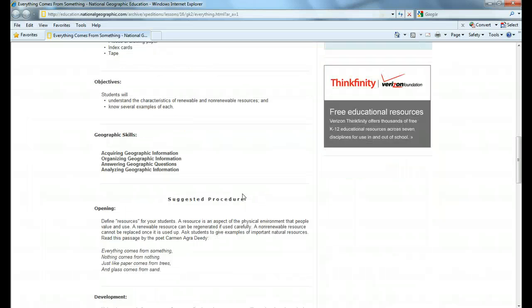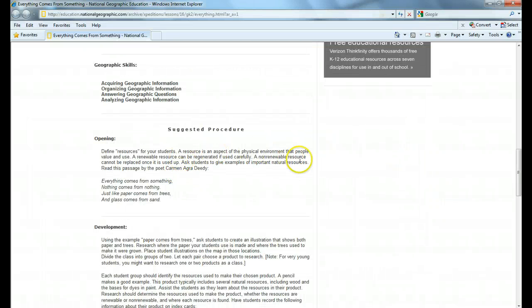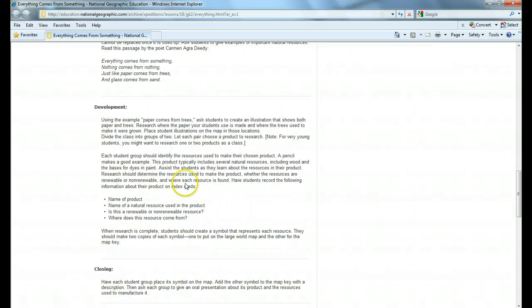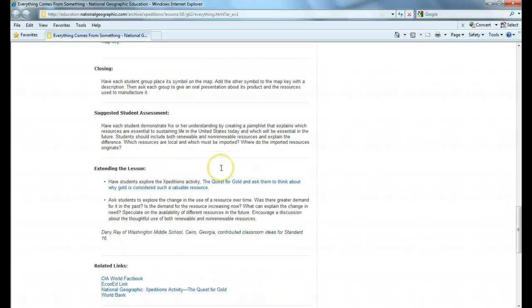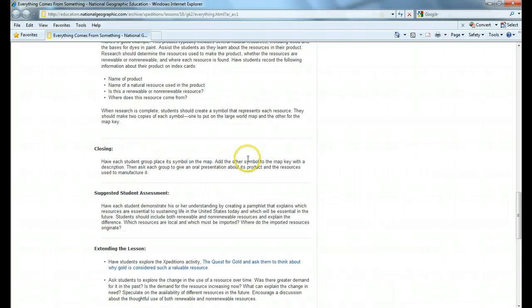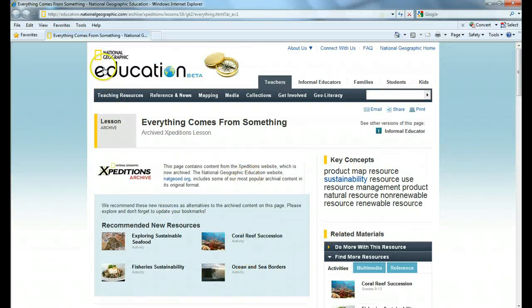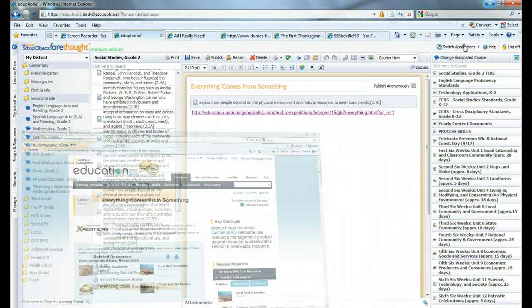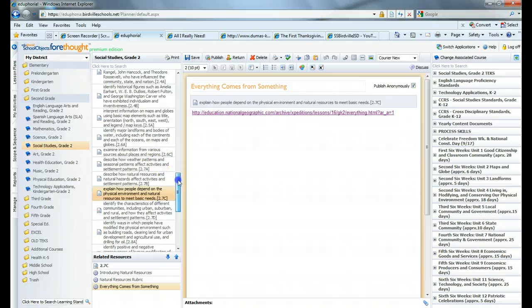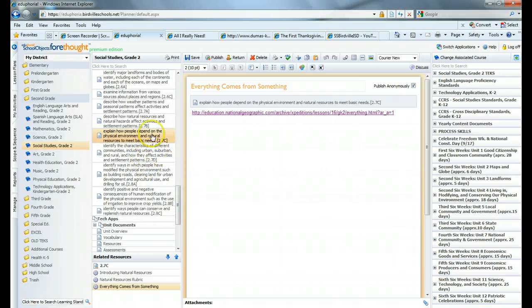And you have a wall map, and what you talk about is you define resources for your students, and you talk about how everything has to come from something. And then you talk about putting things into examples like paper comes from trees. And you talk about where things are. And there's an activity here that's called a Quest for Gold. And I love this. This is from the National Geographic Education. So I think that's also very helpful to you as you're moving through. So feel free to use those. You do not have to, but it might help you out. And I think that'll be something you'll want to look at.